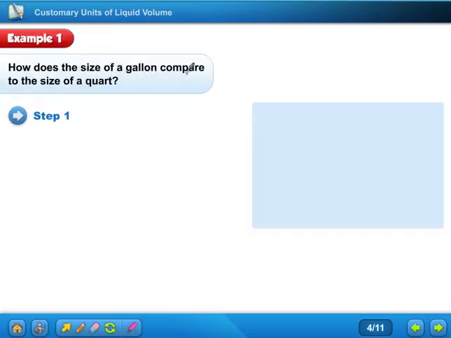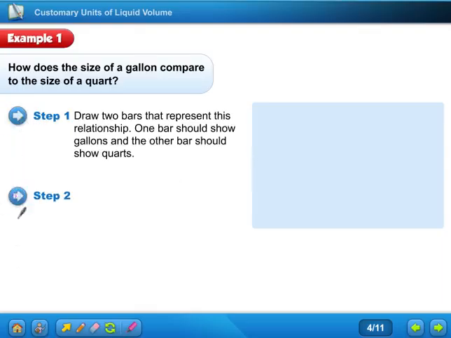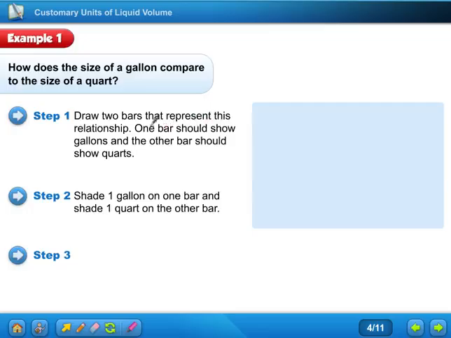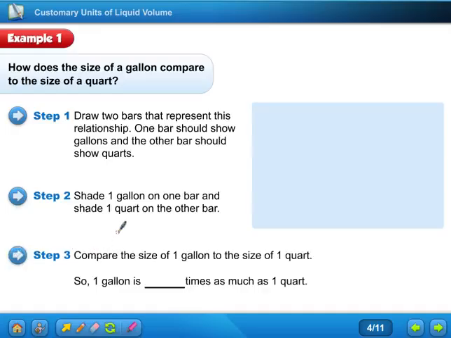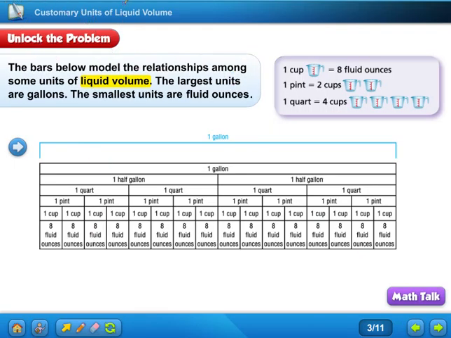How does the size of a gallon compare to the size of a quart? Let's go back. It wants us to draw the relationship with a bar model. Show 1 gallon, show 1 quart. We all know how messy it can get, so I'm going to do it on the page before. We're going to shade 1 gallon and then we're going to shade 1 quart. So let me get my little shading.